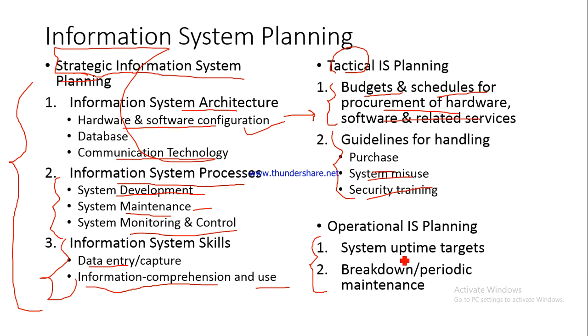The contents would be the system uptime targets. What do we mean by uptime? I hope you remember the discussion in production operation management. Uptime is the time for which the system is up and running. It is performing its functions. And downtime is when the system has broken down, has crashed, and it requires some maintenance. So naturally you would want to have more of the uptime and less of the downtime. So the system uptime targets would be defined here, in operational IS planning, for how much time at least the system should be working.